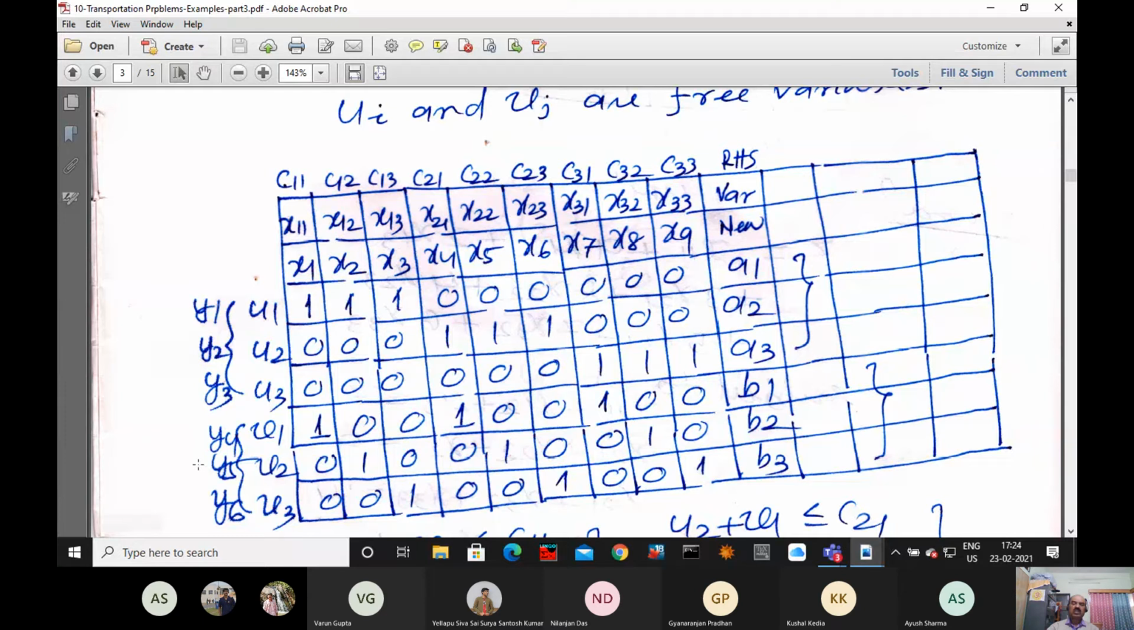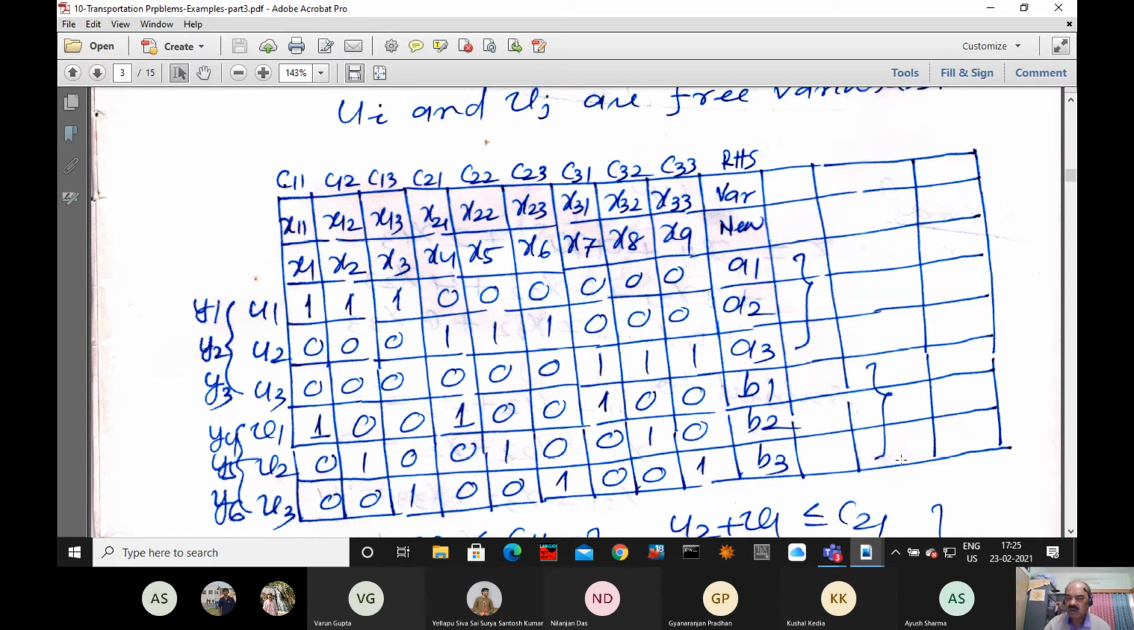So this is a matrix. I am writing it in matrix form. With respect to the matrix form, the first three constraints are the source constraints, with dual variables u1, u2, u3. The last three constraints are known as the demand constraints. With respect to the three demand constraints, we have the dual variables b1, b2, b3.